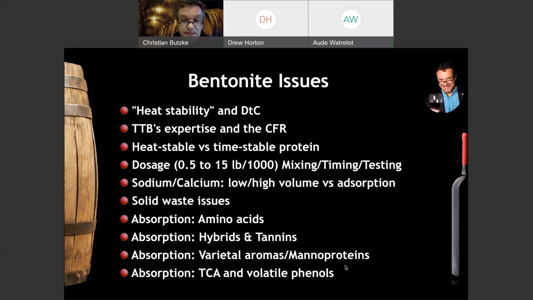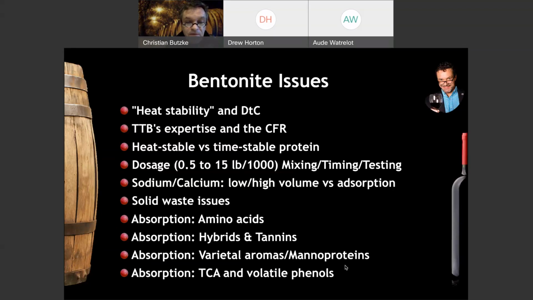Varietal aromas as well as mannoproteins, all those things are bound up by bentonite, so the more you add, the more it will take those characters out, and you're stripping the wine of mouthfeel and varietal aroma, and that's obviously not a good thing.